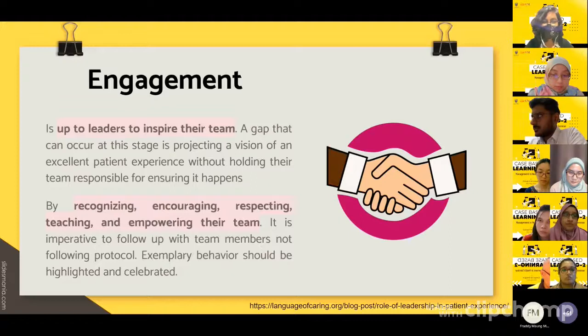Team members should feel like they belong and are valued as individuals. I need to emphasize the importance of each person in the team. And I do this by recognizing, encouraging, respecting, teaching, and empowering the team. I follow up with them kindly if they don't follow protocols, but I also highlight and celebrate exemplary behavior.